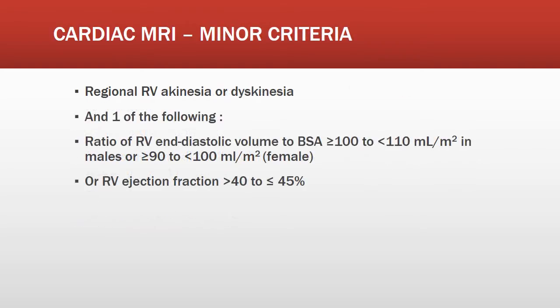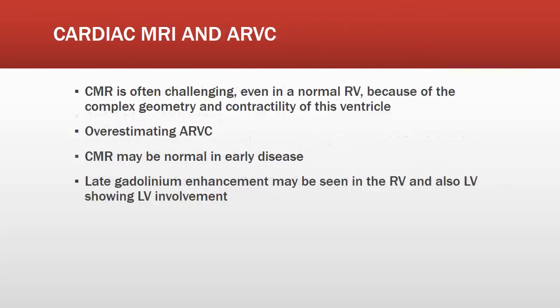The minor criteria in MRI are regional RV akinesia or dyskinesia, and one of the following: a ratio of RV end diastolic volume to BSA of more than 100 to 110 mils in males, or more than 90 to less than 100 mils in females, or an RV ejection fraction of more than 40 to less than 45%.